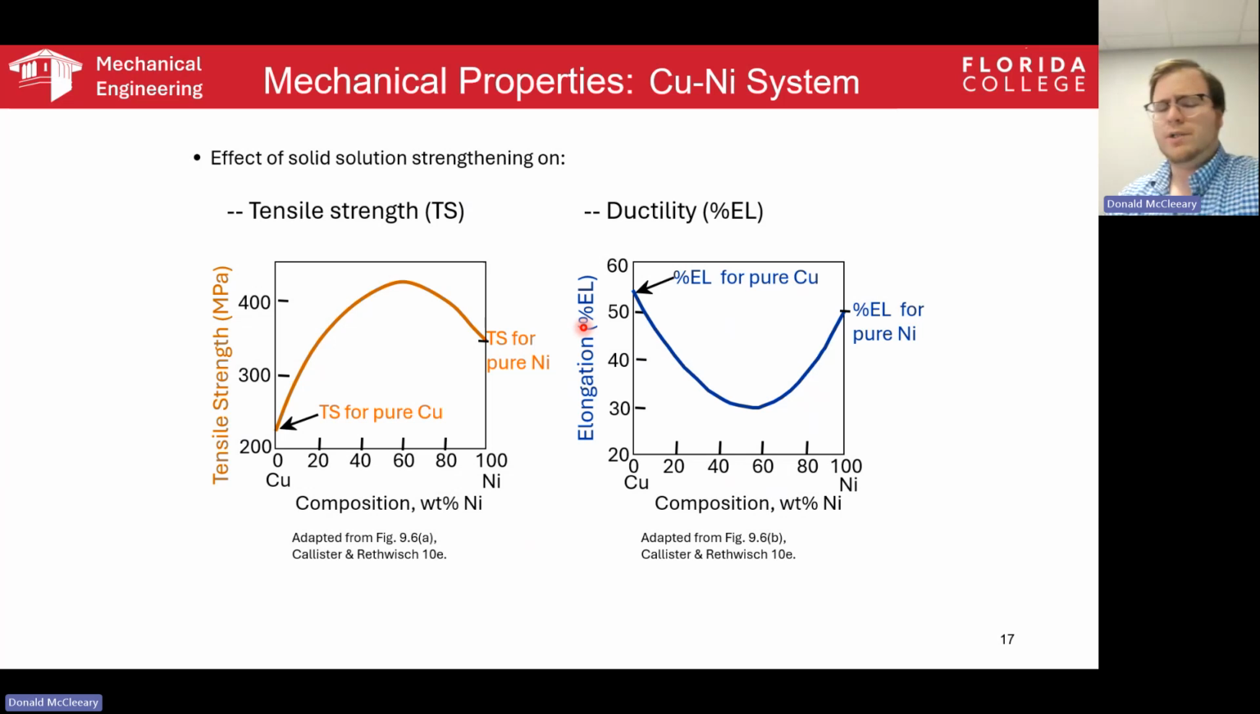So the reason we want to talk about this in general is because this has a direct effect on your tensile strength. So depending on your concentration, you will have different tensile strength and different ductilities. So copper nickel that we know and love, from 0 to 100%, your tensile strength will go up and then it'll hit a peak at around 68%, and then it'll go back down to here. What's really cool about this is that your tensile strength for pure copper is really, really low. Your tensile strength for pure nickel is much higher, but still low.